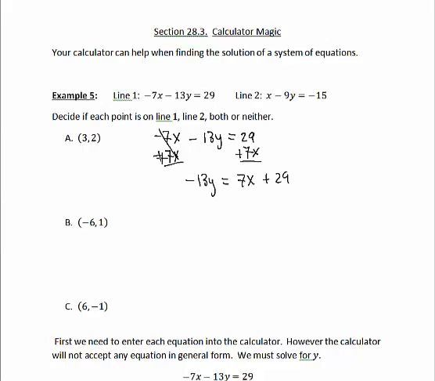So line 1, we add 7x to both sides. They cancel on the left. We can't add an x term with a number, so we write 7x plus 29 on the right. And now to get the y by itself, which is in essence slope-intercept form, we divide by negative 13, and we get a negative 7 over 13 for our slope, and a minus 29 over 13 for our y-intercept.